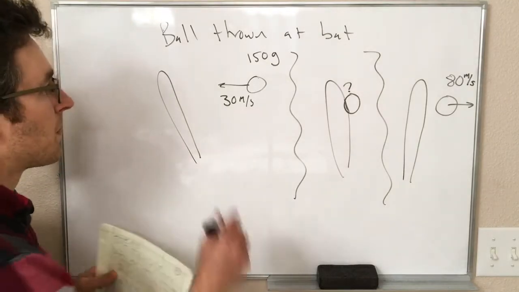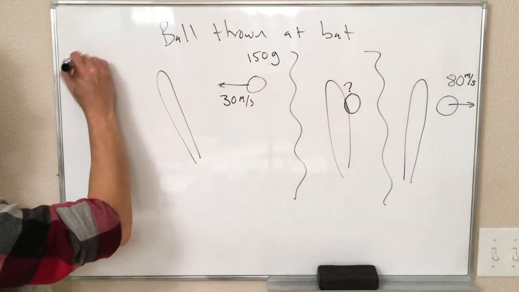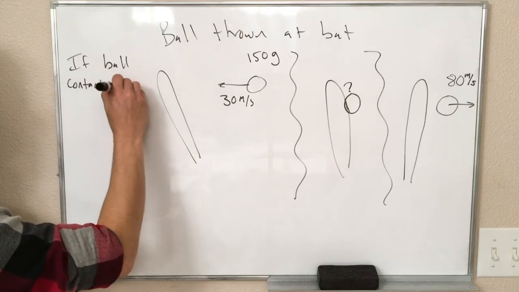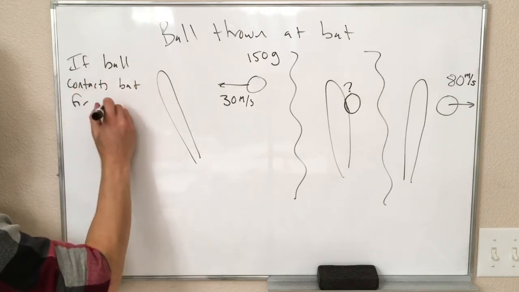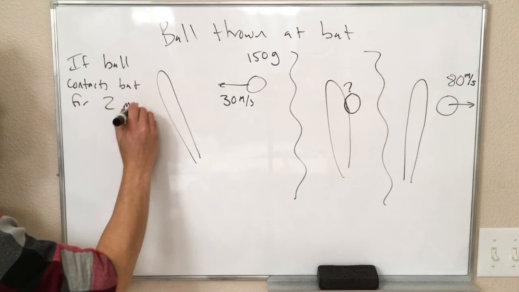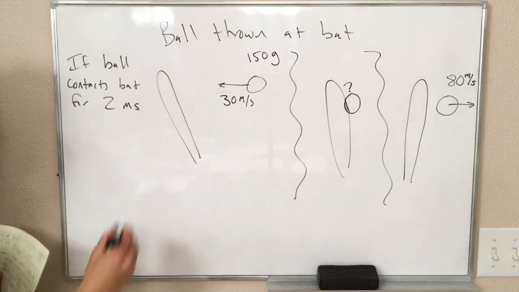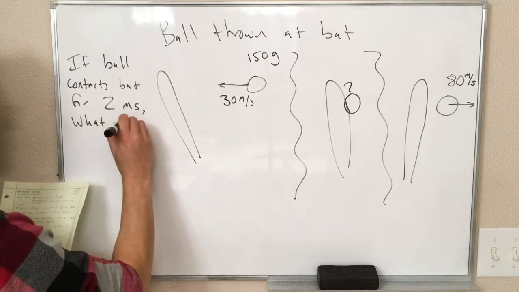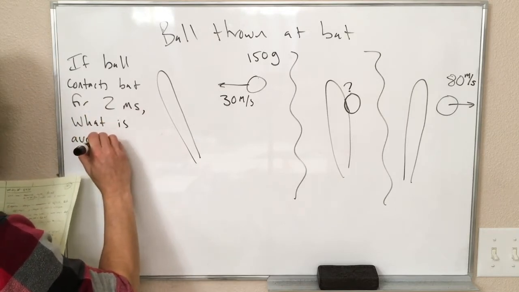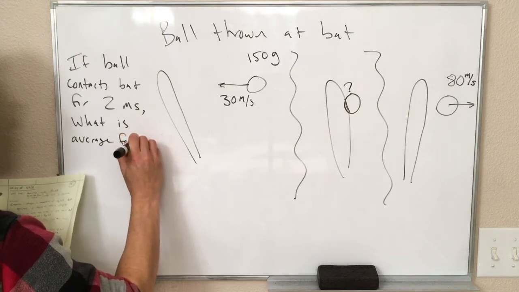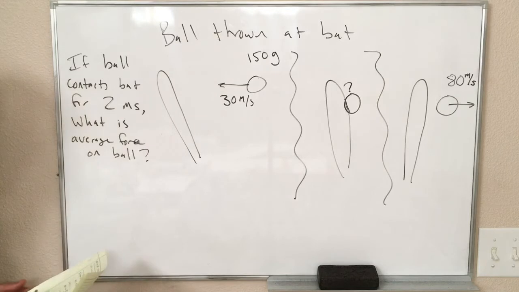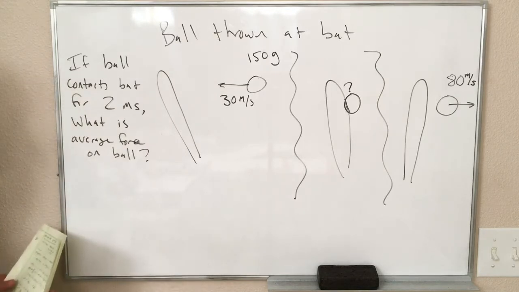Okay, so here's the question. If the ball contacts the bat for 2 milliseconds, that is 0.002 of a second, what is the average force on the ball? What is the average force that the ball is experiencing from the bat?